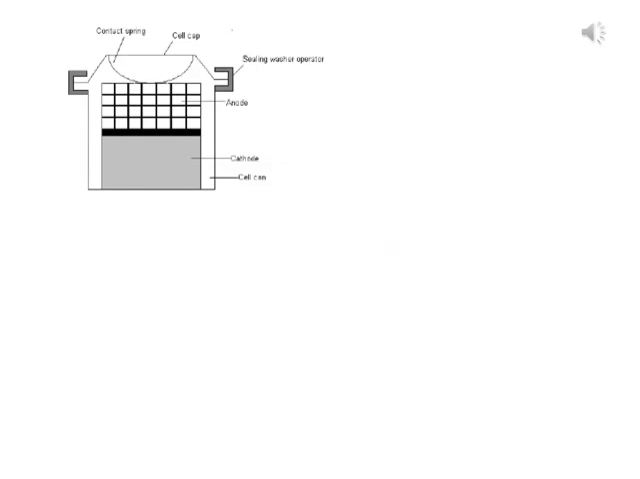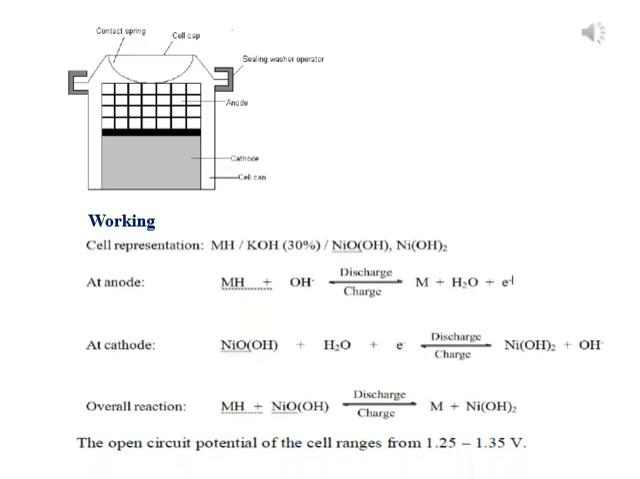This is a schematic representation of the nickel metal hydride battery with all its important components labeled. Working. Under working, we are going to discuss the cell representation, anodic reaction, cathodic reaction, and the overall reaction. The cell representation of this battery is given as MH, where MH is metal hydride, slash KOH 30%, slash NiOOH, NiOH twice. At the anode, metal hydride reacts with hydroxide ion, giving metal M and liberating H2O and one electron.